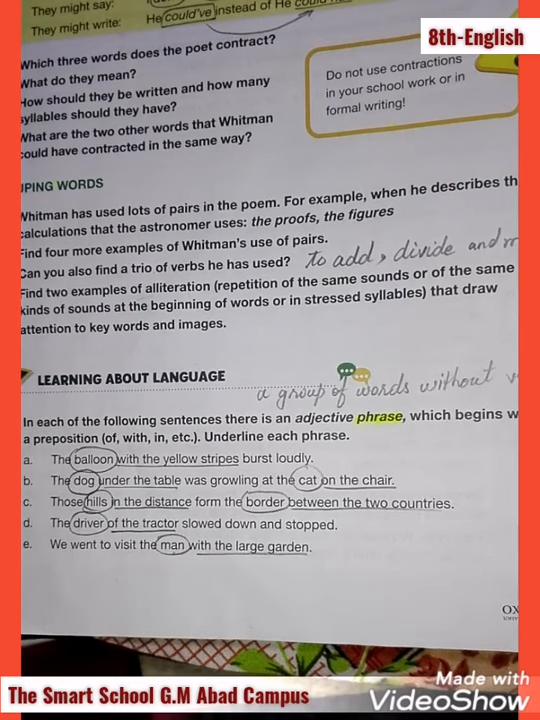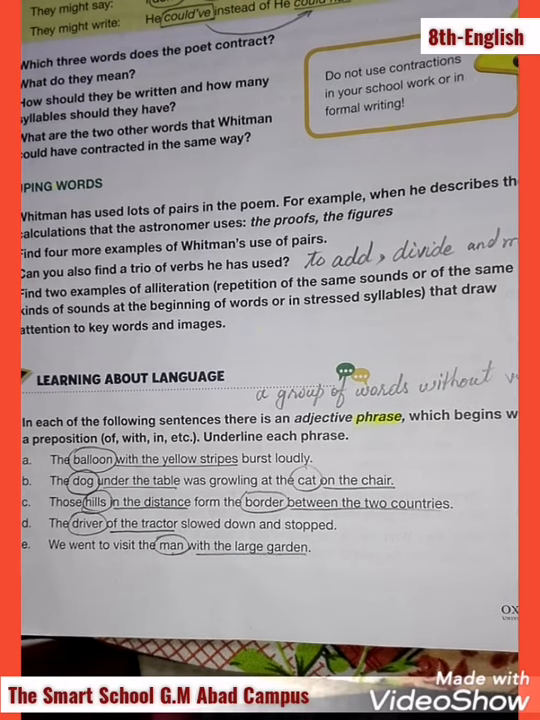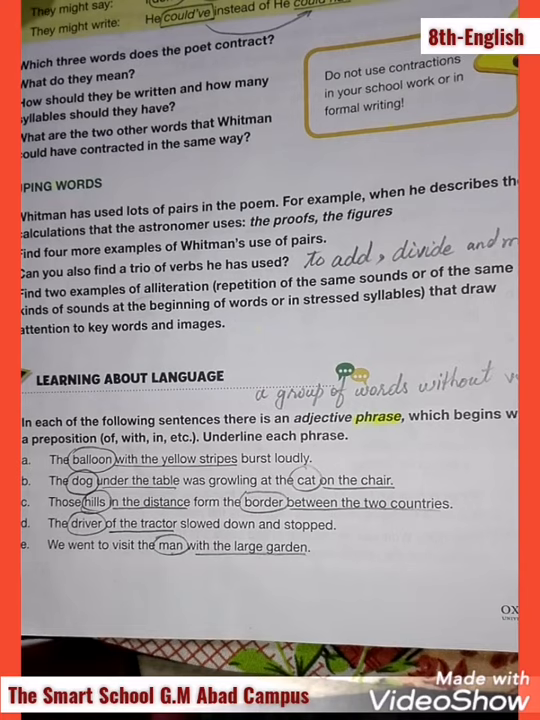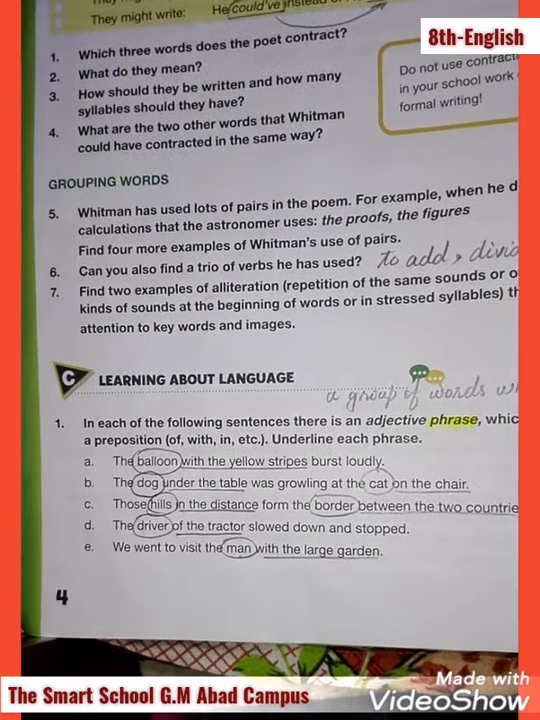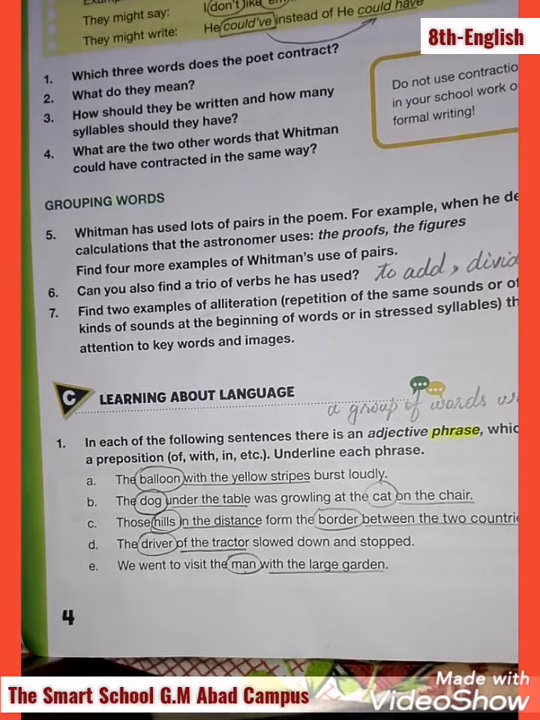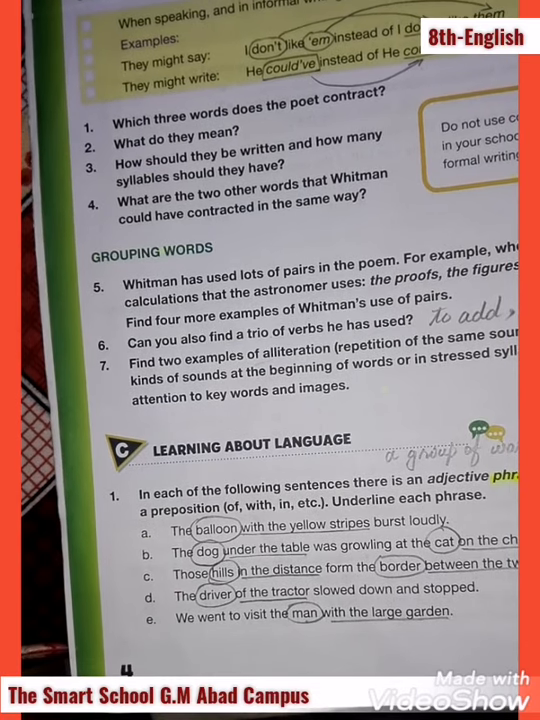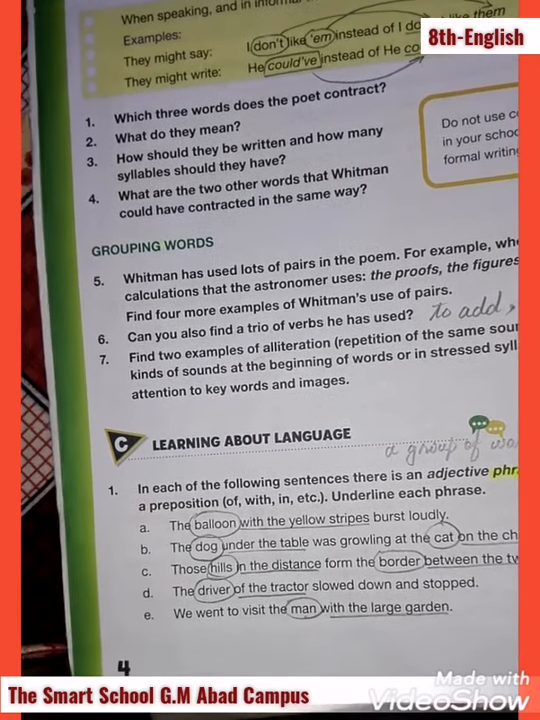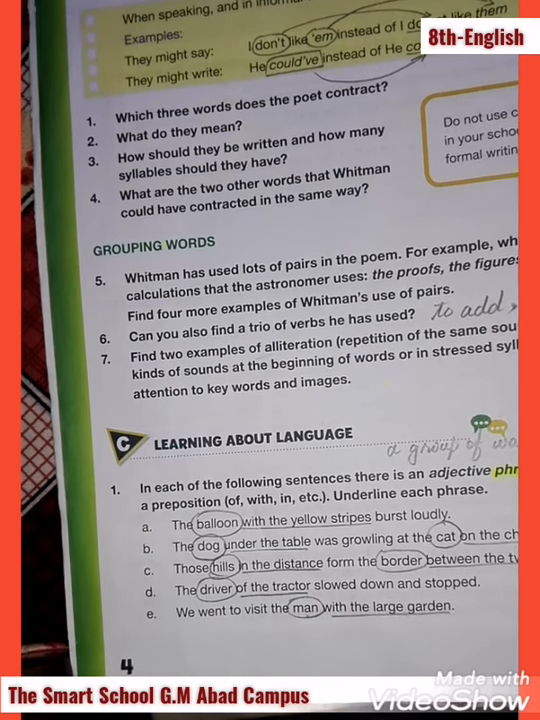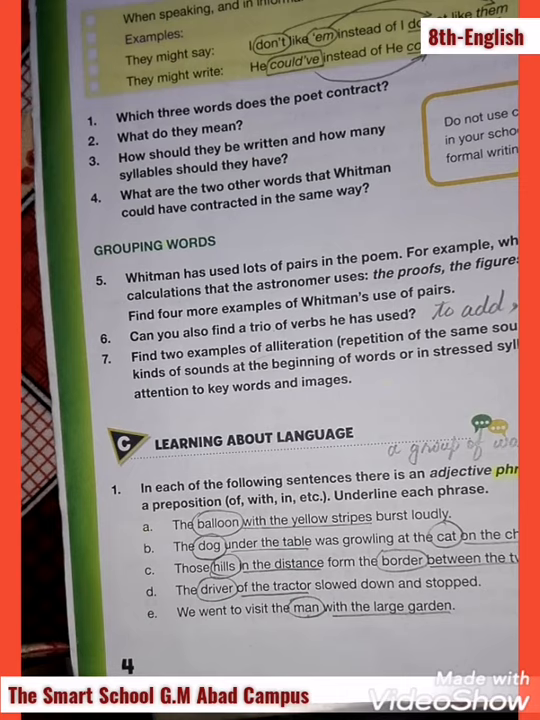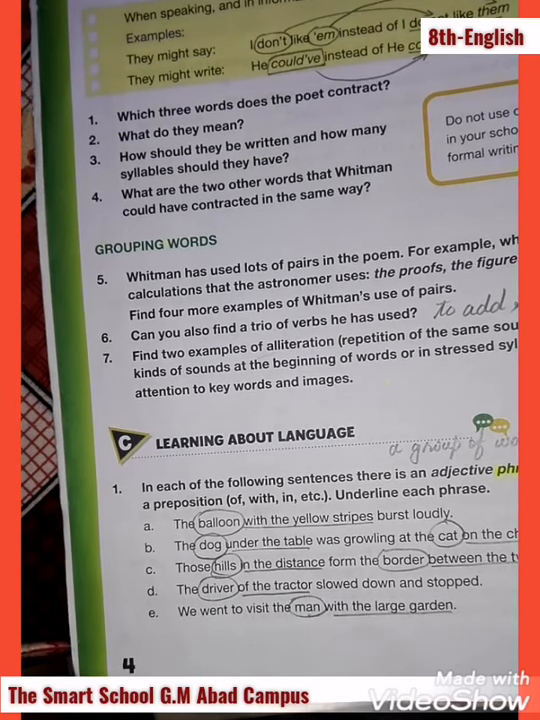And an adjective is used with a noun, ठीक है? To show the quality of a noun, ठीक है? उसकी quality को, उसके number को या ऐसी किसी चीज़ quality को show करने के लिए noun के साथ adjective यूज़ होती है स्टूडेंट्स. अभी हमारे पास फर्स्ट में आ रहा है: The balloon with the yellow stripes burst loudly. The balloon, the noun, is circled by me. The balloon is a noun. With the yellow stripes is the adjective phrase of the noun.